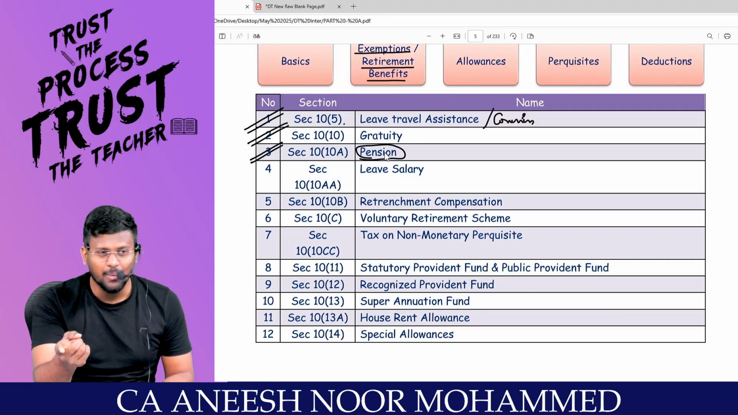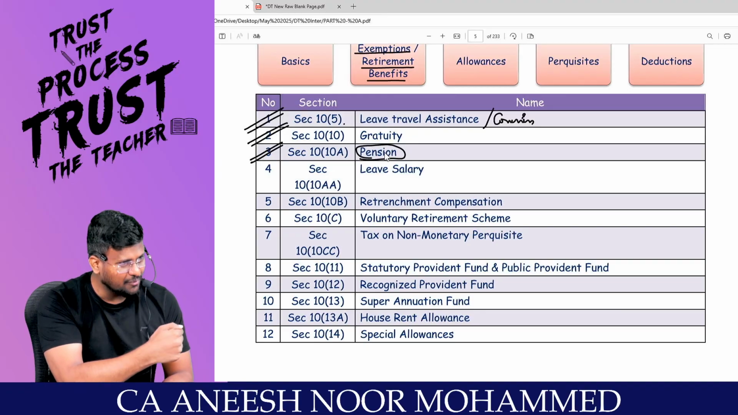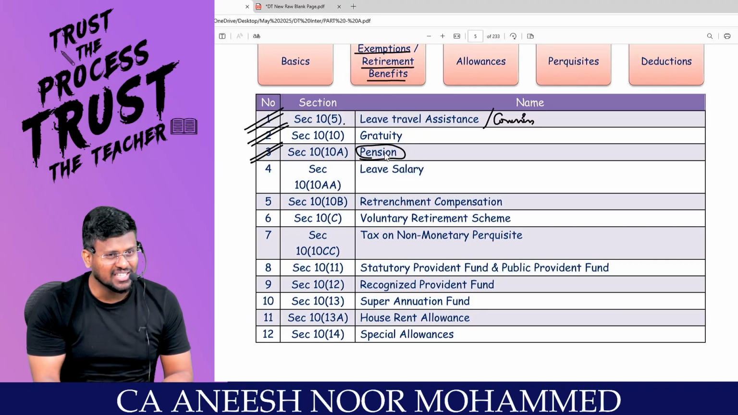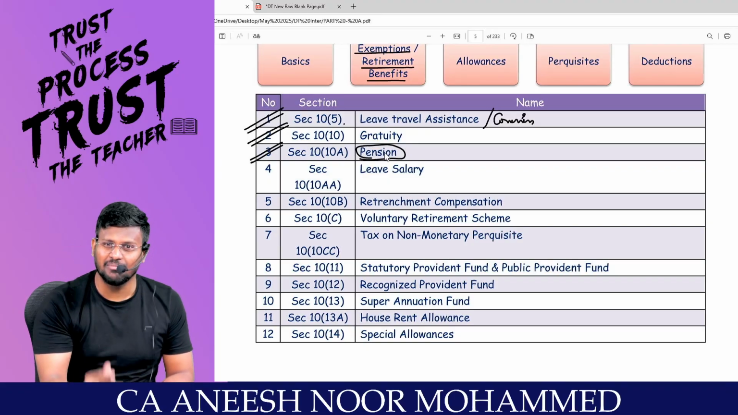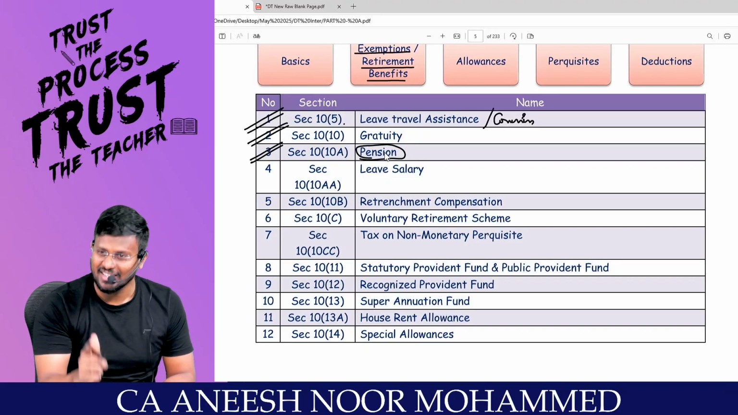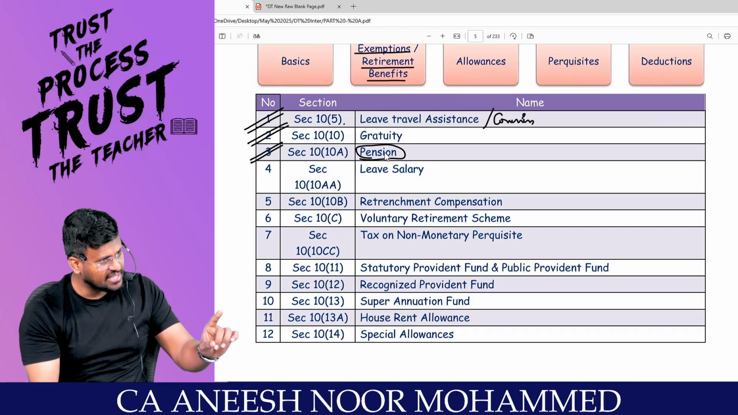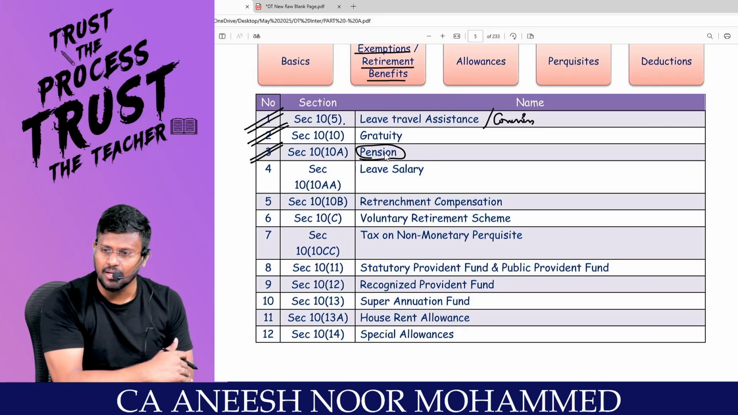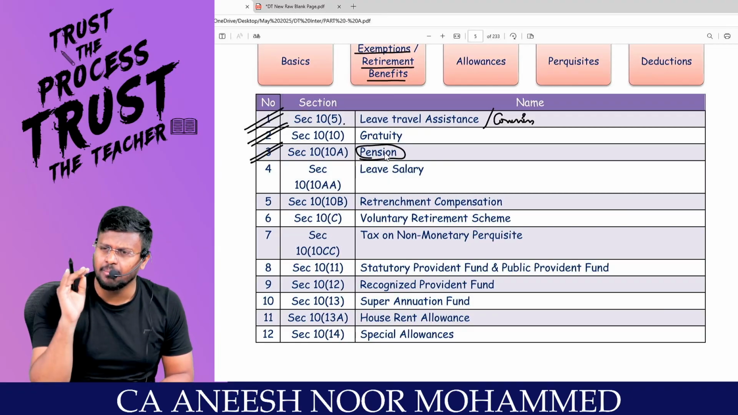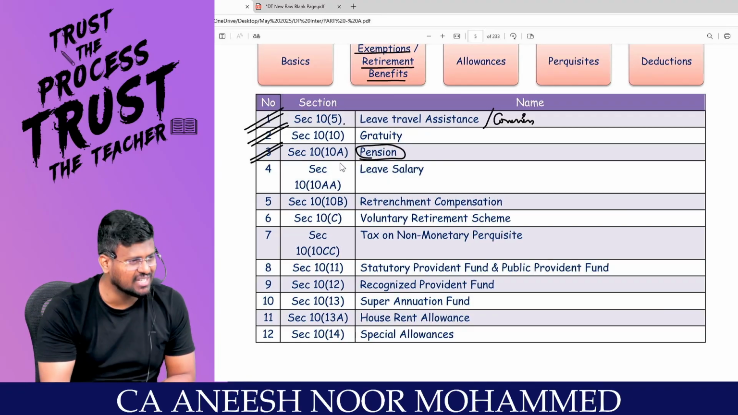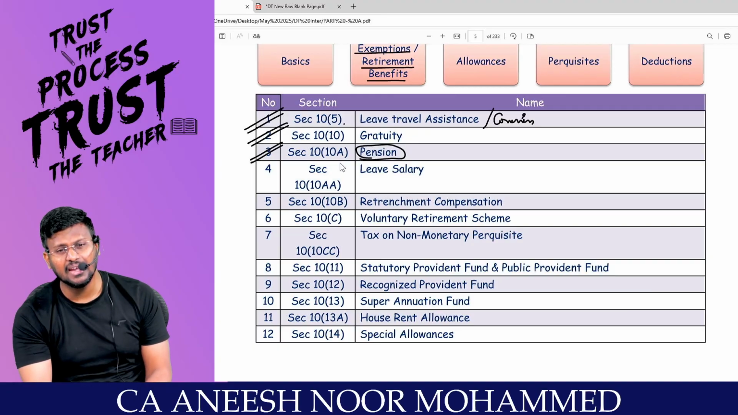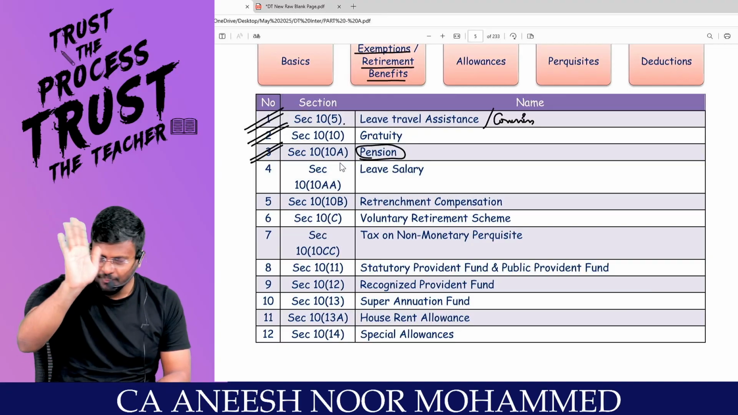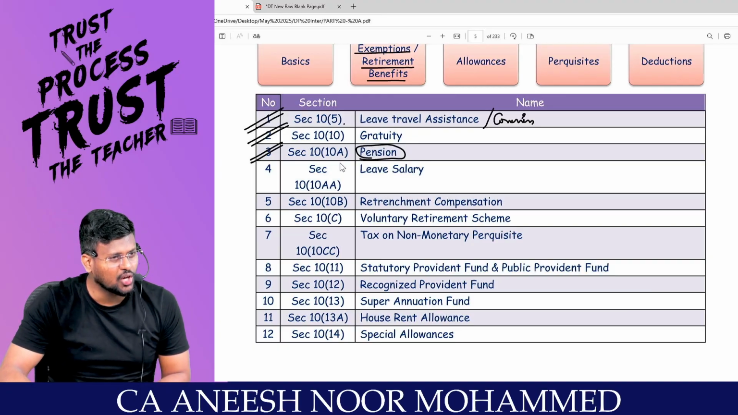If the entire pension income you show as income from salary and pay the tax, then you are already in a crunch. What will you do now? Correct? So what the Income Tax Act is saying is that the entire income, don't include it in the salary income. Out of that you can claim certain exemptions which are covered under section 10(10A). 10(10A). What is 10(5)? Leave travel concession or leave travel assistance.